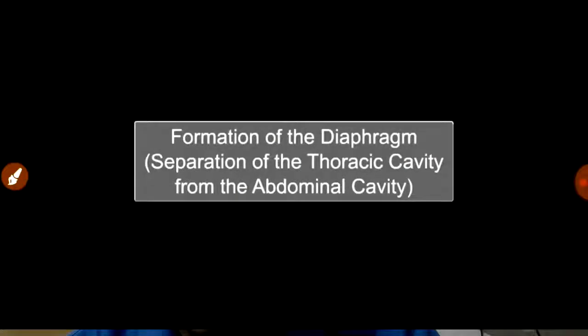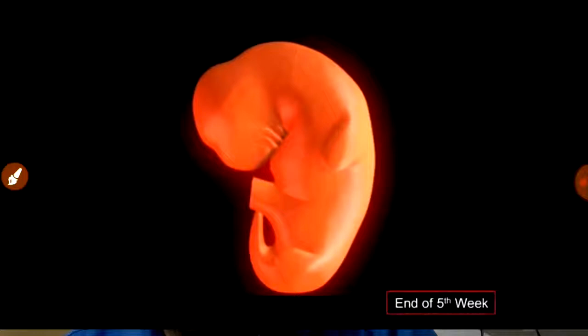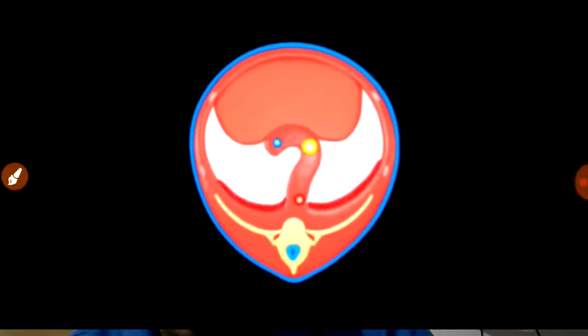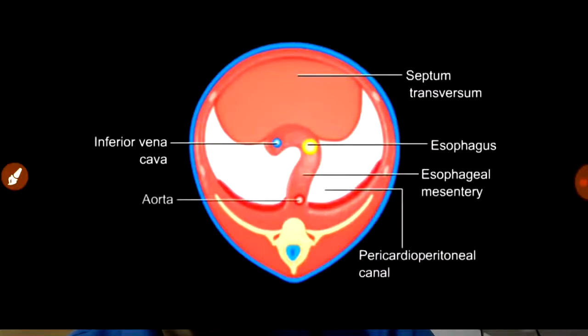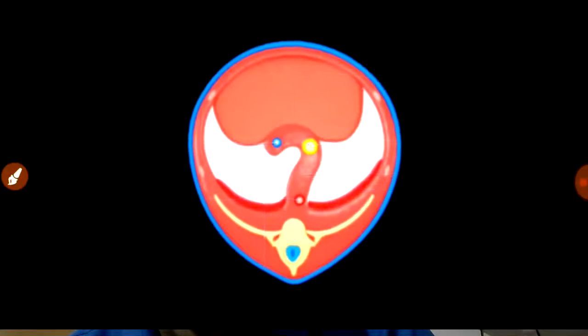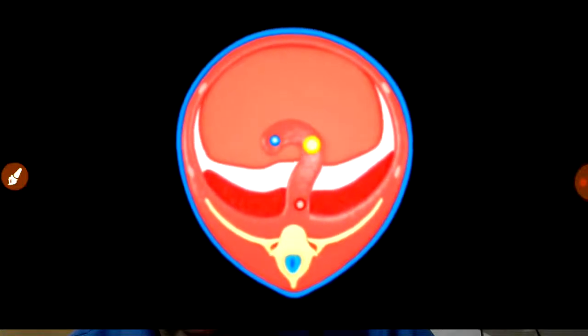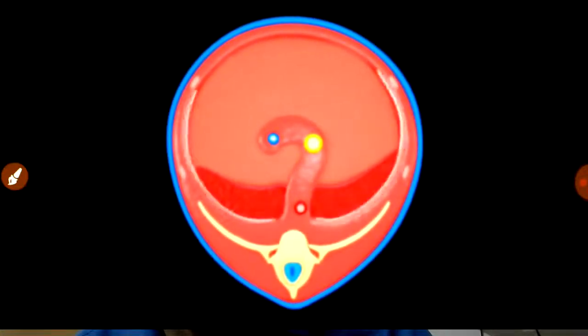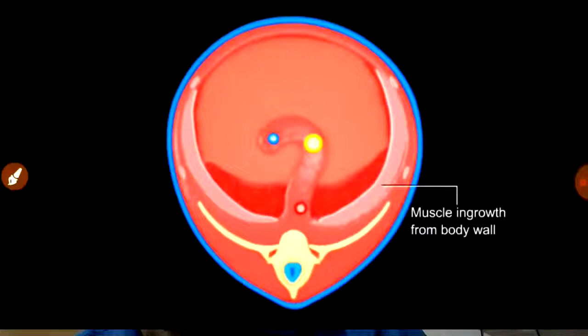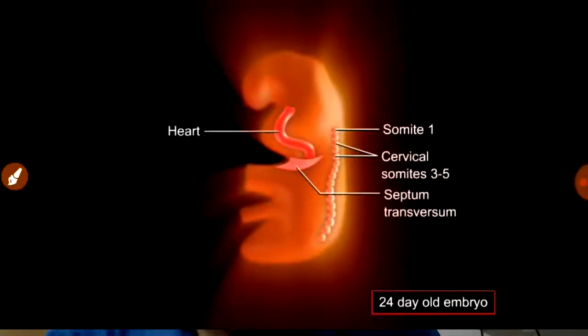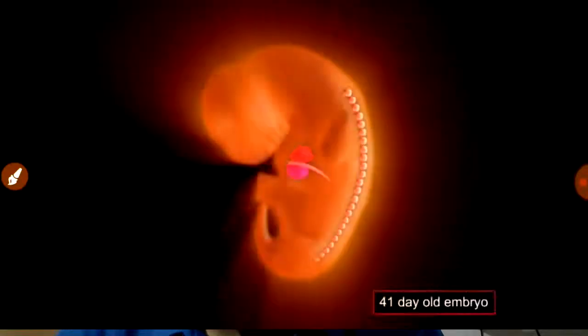Now let's see the formation of the diaphragm and the development of the thorax. You can see around the 5th week, the cut section of the embryo during the development of the diaphragm. This is the septum transversum. This is the pleuroperitoneal membrane and the esophageal mesentery. And we can see the pleuroperitoneal membrane develops and the septum transversum grows backwards, and finally there is the outgrowth of the body wall. These are the different structures in the development of the diaphragm. The diaphragm also descends downwards as the development progresses.